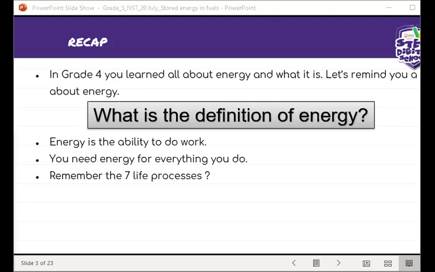Okay, Kengi. I don't remember it all. I only remember feeding, sensing, excreting, reproducing. Okay, so you remember feeding, sensing, as well as reproducing. Okay, awesome. Thank you very much for that, Kengi.